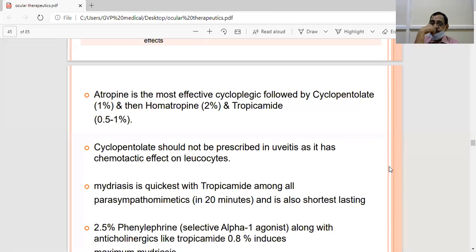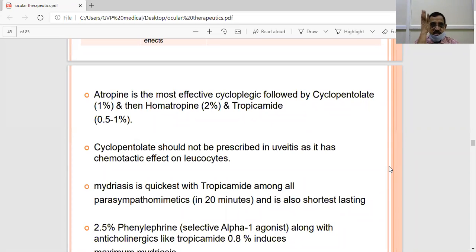Atropine is the most effective and strong cycloplegic, followed by cyclopentolate 1%, then homatropine, and finally tropicamide 0.5 to 1%, which is actually a weak cycloplegic. Cyclopentolate should not be used in uveitis as it has a chemotactic effect on leukocytes.